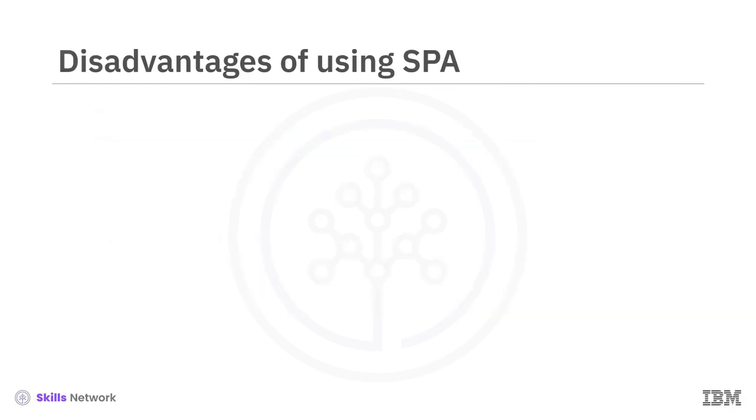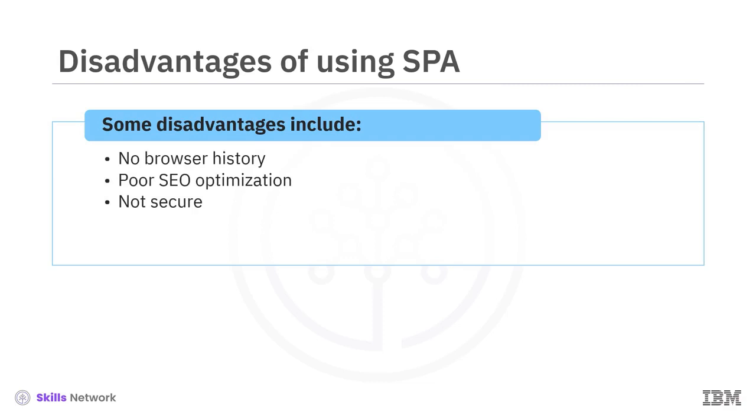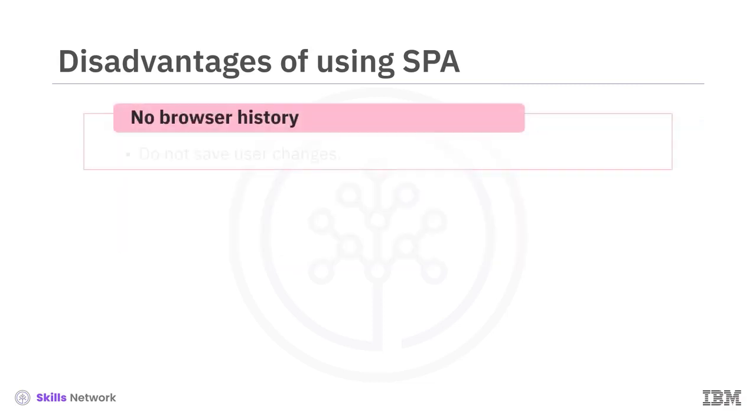Let's now learn about some disadvantages of SPA. These include no browser history, poor SEO optimization, not secure, disabled JavaScript, high memory consumption. SPAs do not save user changes within the website. The browser saves only the preceding changes and not the state transitions. As a result, users are not taken back to the website's original state when they click the back button.